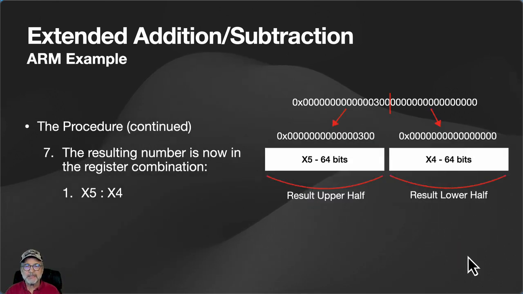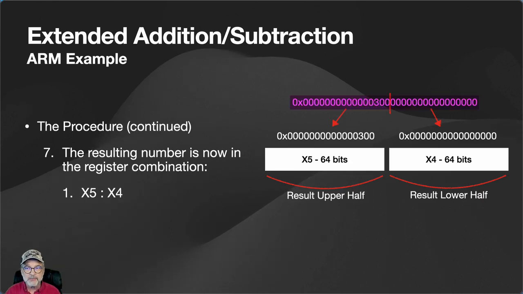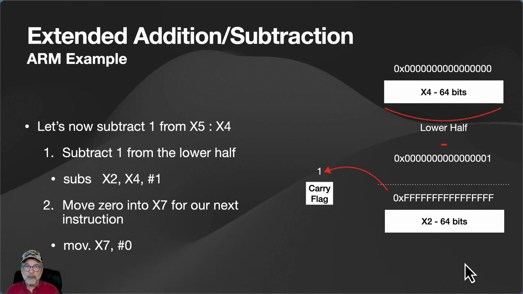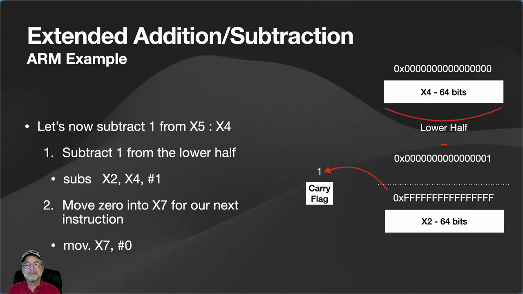And so our resultant number is x5 and x4 together, which make up that large 128-bit number: 300, and then 8 bytes of all zeros. So now how do we subtract? We're going to demonstrate this in a little while. So how do we subtract? I just want to subtract the number 1 from my extended x5, x4 register.